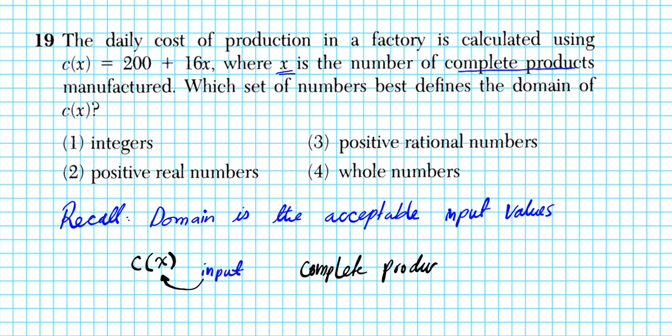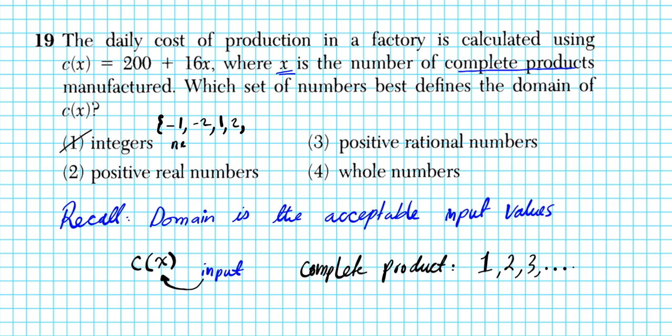Examples are 1 complete product, 2, 3, and on, okay? There are no fractions, there's no zero here, it's just complete whole numbers. That's exactly what we have. Now option 1, does option 1 define the domain? The answer is no, because integers involve negative whole numbers. So integers include -1, -2, 1, 2. Because it includes negative numbers, which is unacceptable, this is eliminated.